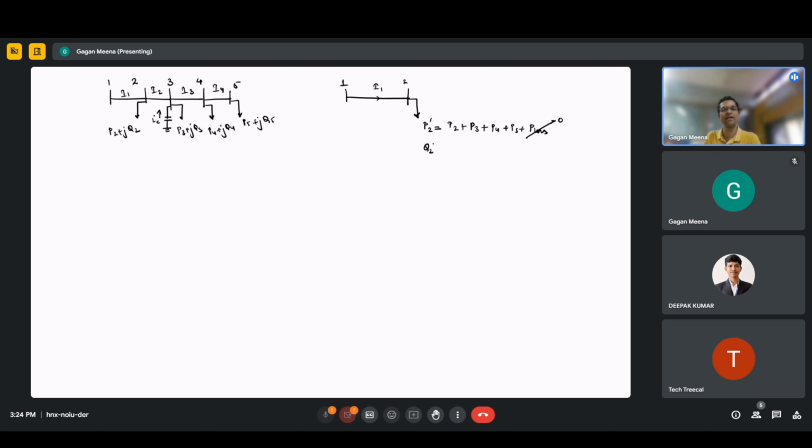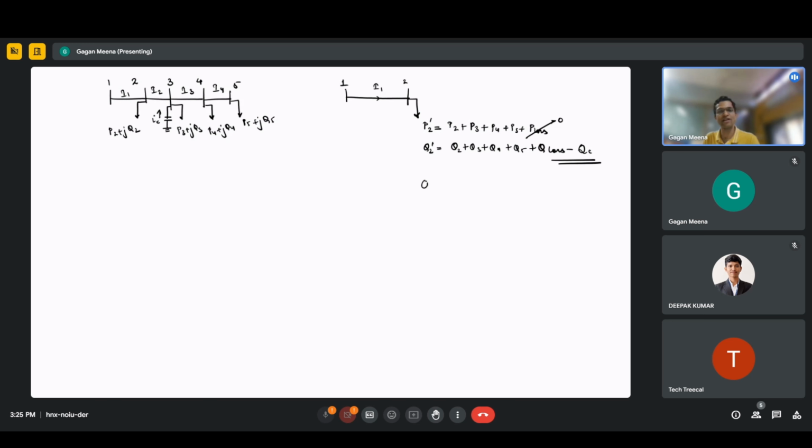What will be Q2 dash? Q2 plus Q3 plus Q4 plus Q5 plus Q loss. Only this much? Anything else? Minus QC. Yes, good. So we are seeing the effect here. Here the Q2 dash is seeing this minus QC.